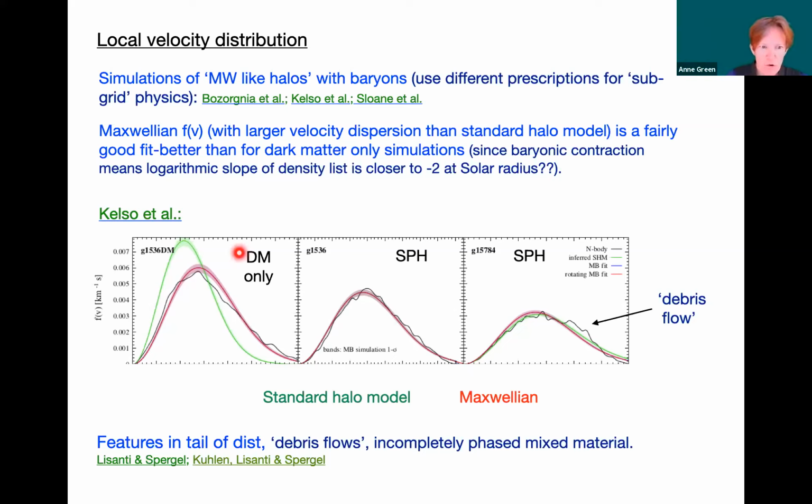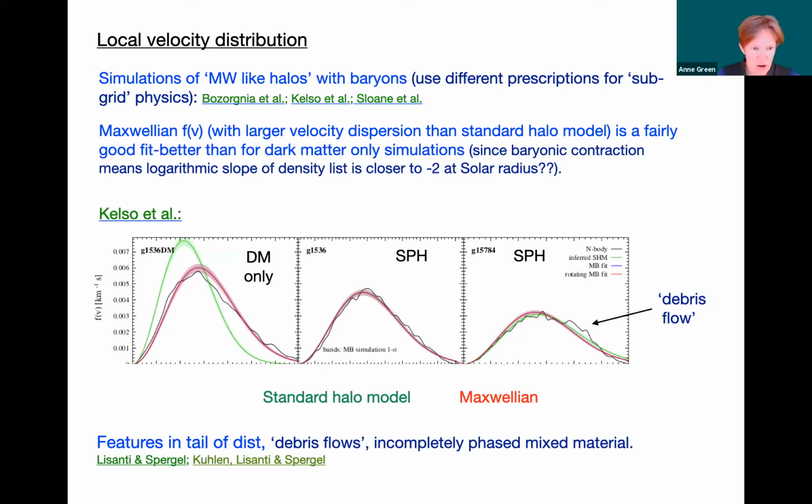In this case, this is for a particular simulated halo. On the left, we've got a dark matter only simulation of a particular halo. The one in the middle is an SPH simulation of the same halo, i.e. with baryonic physics. And on the right is an SPH simulation of a different dark matter halo. In green is the standard halo model, this Maxwellian exponential distribution with a velocity dispersion determined by the local circular speed, which is taken to be 220. The lines are the results from the simulations, and the red curves are fits of a Maxwell-Boltzmann distribution to the simulations, but allowing the velocity dispersion to vary, to be different from the standard halo model.